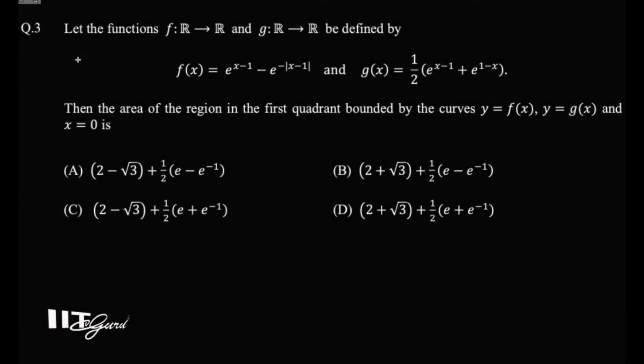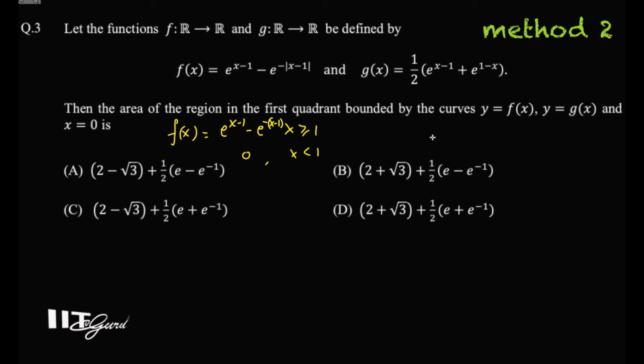Next we go to another method for question number 3. As fx is this one and gx is this, let me define fx as we did in the previous method also. For fx, for x greater than or equal to 1, you write e power x minus 1 minus e power minus of x minus 1, and for x less than 1, it is 0. And gx is as it is.